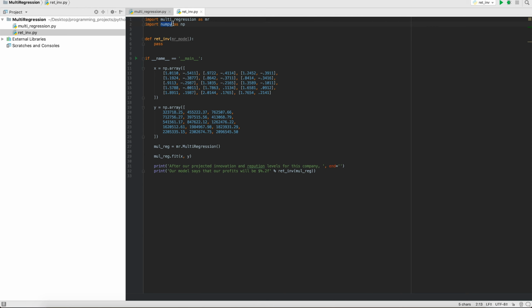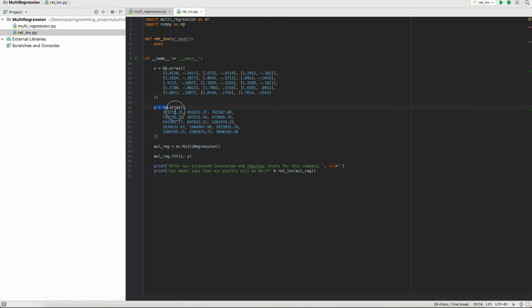And I'm also importing NumPy because we're going to be dealing with a lot of matrices and arrays. And remember that we will be using the dot product, and actually NumPy has a really cool feature that allows us to do the dot product between 2 matrices.